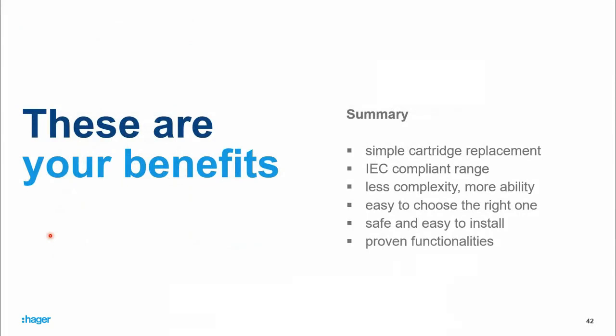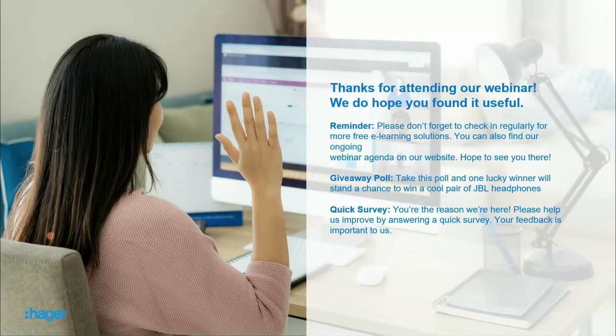So just to summarize in one slide, Hager SPDs offer simple cartridge replacement. It's an IEC compliant range. It has less complexity and more reliability. It's easy to choose, safe and easy to install, and it has proven functionalities. Now, we have come to the end of the presentation. So we have enough time for the question and answer session. But before that, it's time for a poll.